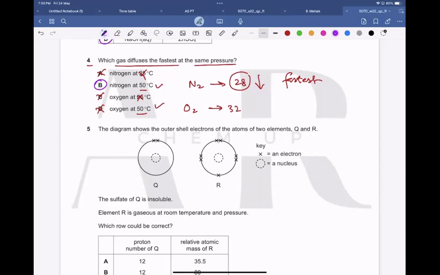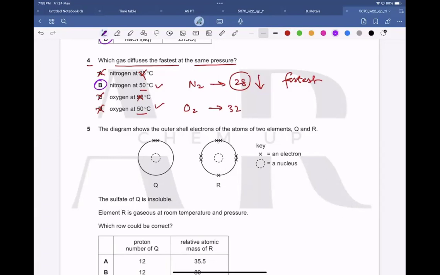Now, question number 5. The diagram shows the outer shell electrons of the atoms of two elements Q and R. Okay. Q has 2 electrons in the valence shell, so it means Q is from group 2, and if you see, R is from group 7. The sulfate of Q is insoluble. Element R is gaseous at room temperature and pressure. So if it's a gas at room temperature and pressure, then it can be chlorine or fluorine, because bromine is liquid at room temperature.